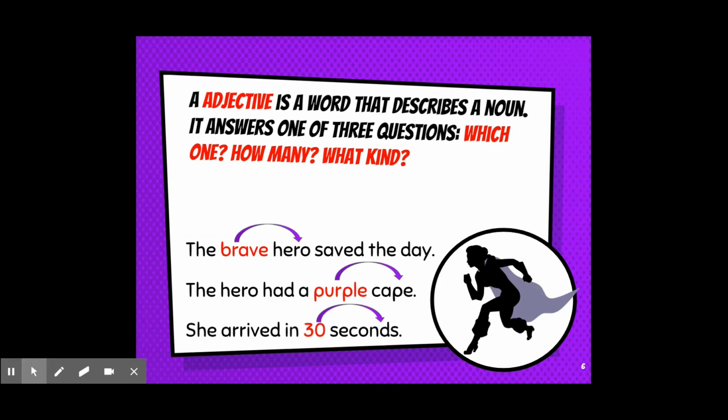In the first example, the brave hero saved the day. Brave is answering what kind of hero. In the second example, the hero had a purple cape. Purple is answering what kind of cape. And in the third example, she arrived in 30 seconds. 30 is answering how many seconds. All of those are adjectives.